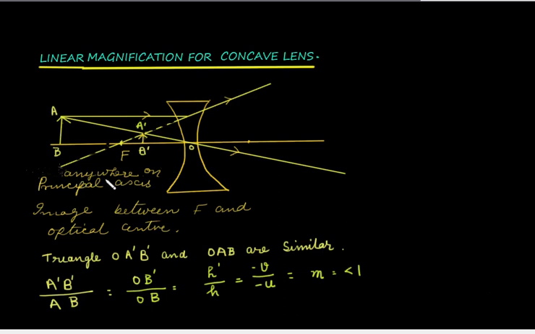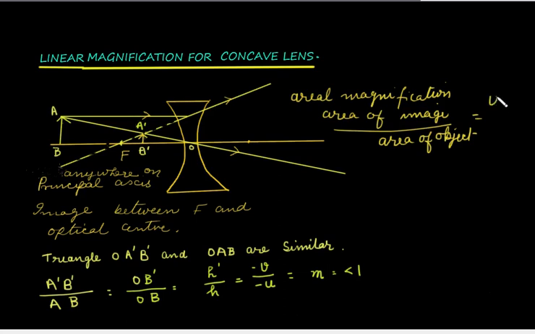For object anywhere on the principal axis, the image formation is similar to this. If the object is at a great distance at infinity, the image will be further small. That means magnification is always less than 1. Here also, what is aerial magnification? Aerial magnification is a ratio of the area of the image to area of the object, and it is equal to v square by u square. Here also we accept it without derivation.